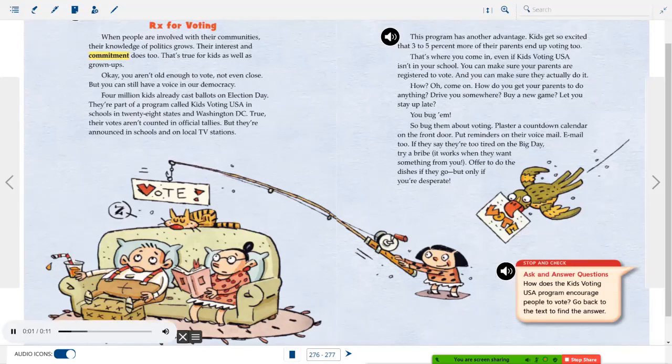Stop and check. Ask and answer questions. How does the Kids Voting USA program encourage people to vote? Go back to the text to find the answer.